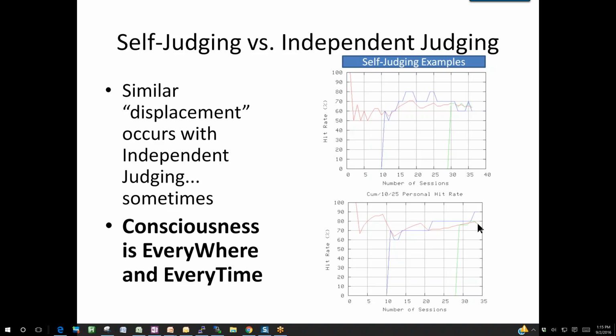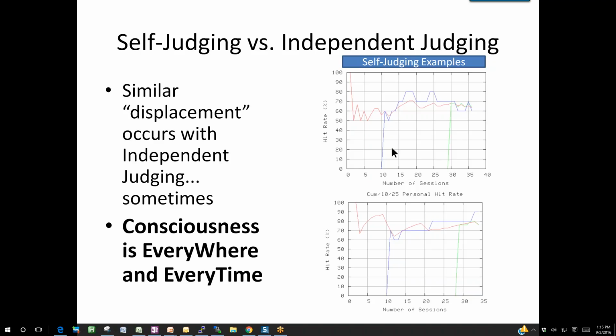And he's up at almost 80% overall. That's the red curve. The green is his last 25, and that is actually at 80%. And the blue is his last 10. That's at 90%. So self-judging works. And here's just another example. Not all self-judges do this well.